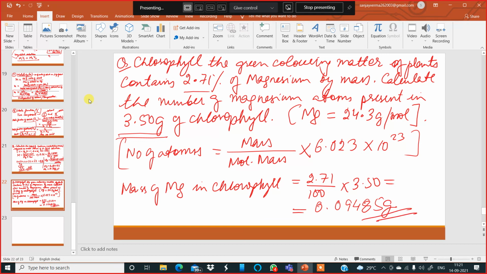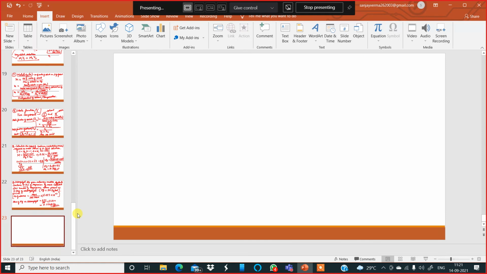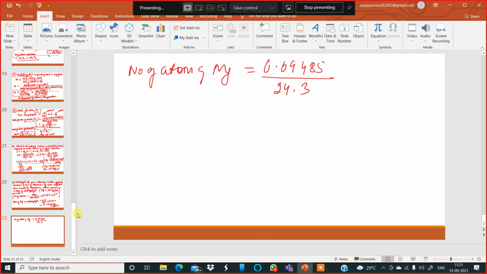Now after getting the mass of magnesium, put this value in the formula. So the number of atoms of magnesium is equal to 0.0945 divided by the atomic mass, 24.3, and multiply this entire thing by the Avogadro number, 6.023 into 10 to the power of 23. Whatever you get will be the answer.